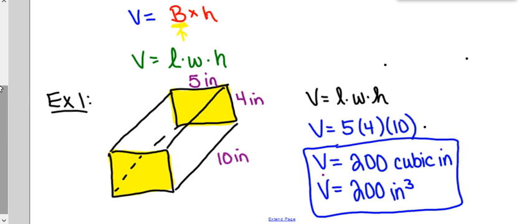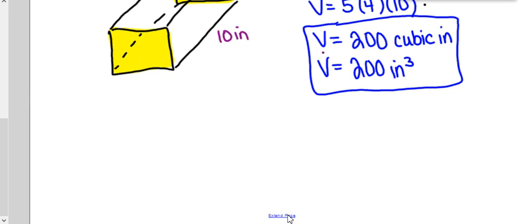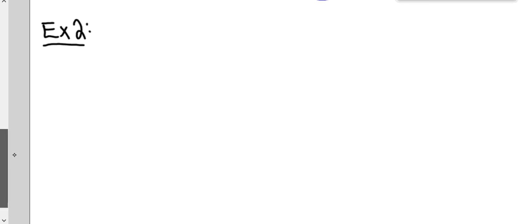Excellent. All right, so one done, and that wasn't so painful. Let's go ahead and label this one in our notes, example 2. And again, I'm going to draw a nice size prism. Remember, no wimpy prisms for us.